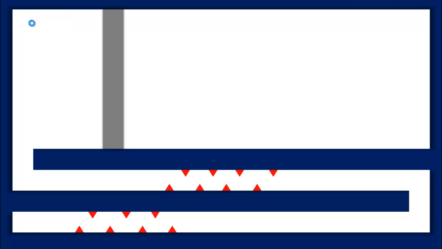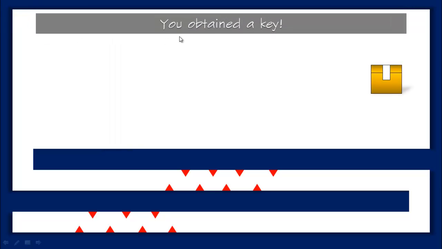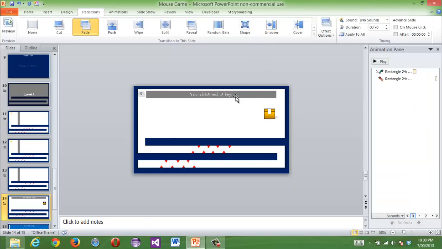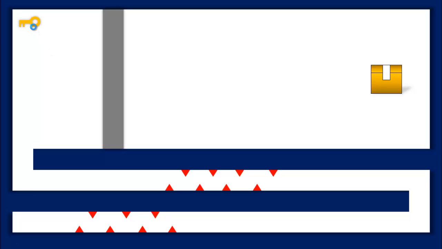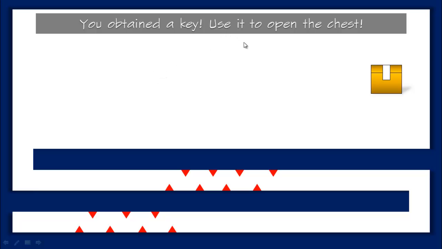So basically, you obtain the key. Use it to open the chest. The chest should be there. People will be wondering why there is a chest there. Level 1. There. You obtain the key. Use it to open the chest.